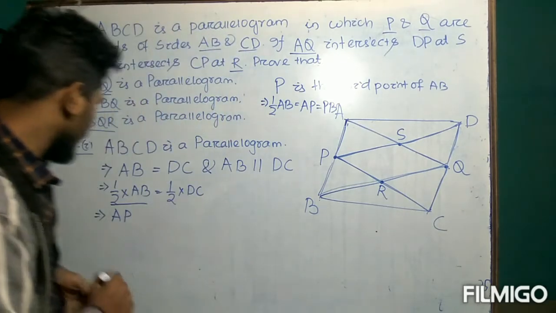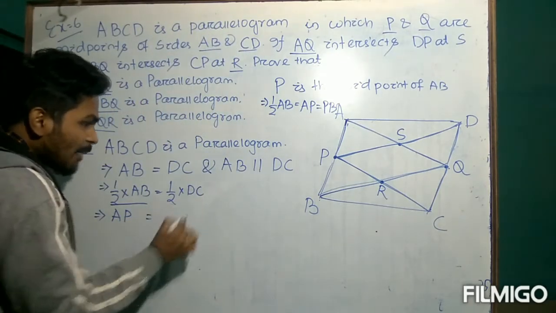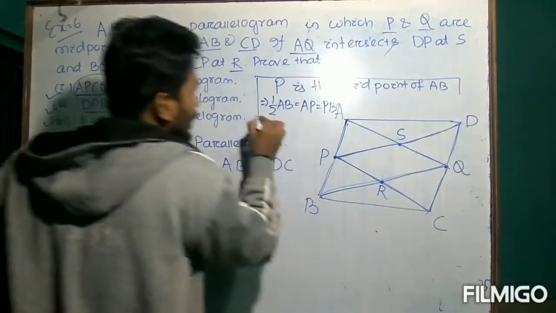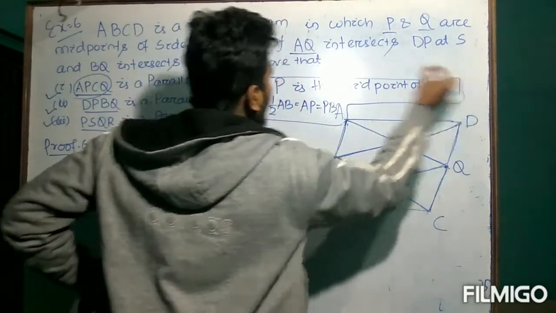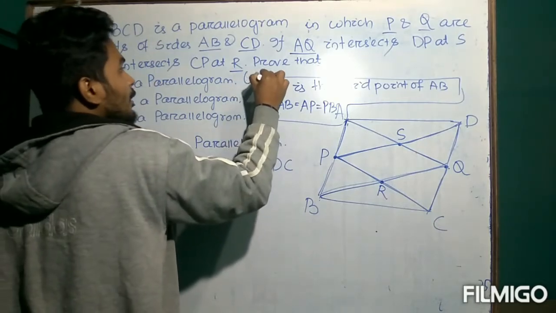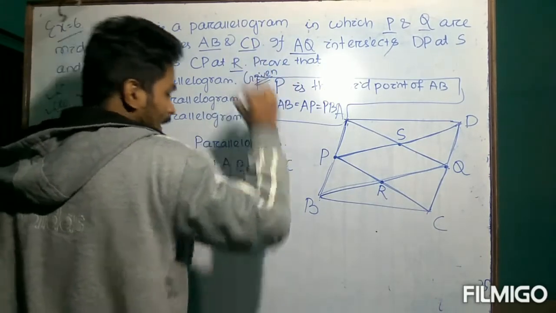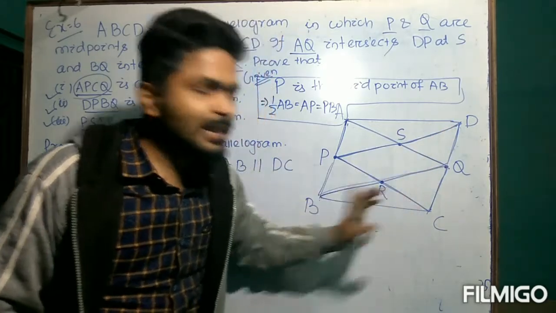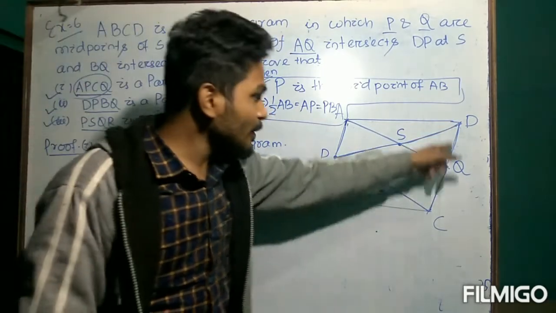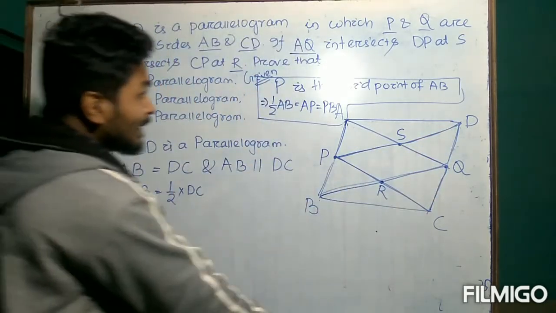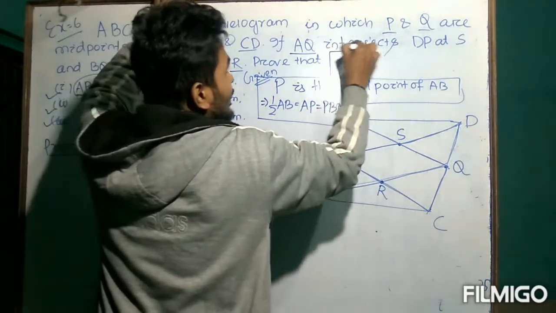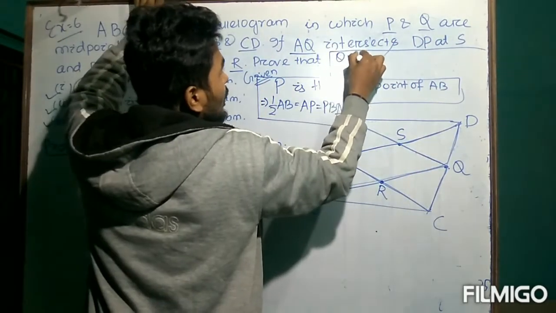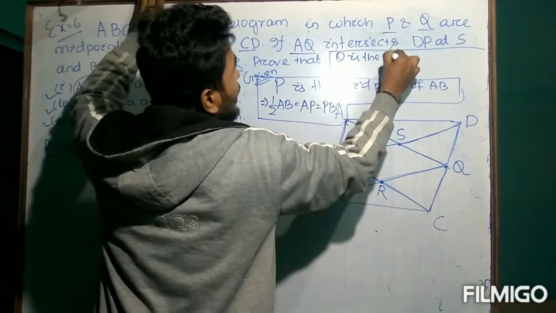Clear? Next, as you can see, on the right hand side is given half of DC. You know it very well. You can write it down in the given statement. Next, see, Q is the midpoint of DC. So I am writing here. There is no space, so I am writing here. So Q is the midpoint.